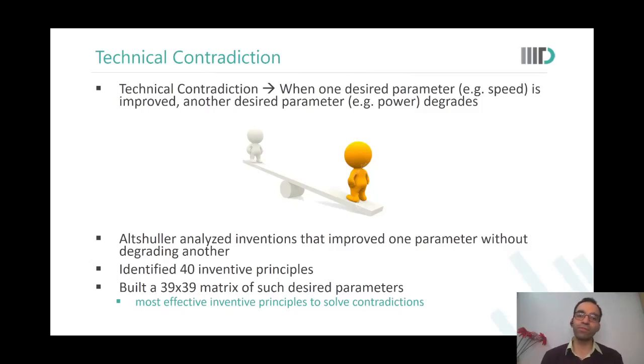This basic level of usage of inventive principles along a technical contradiction matrix is the first level of abstraction that we would use in our projects. This is the easiest to use because we already are talking in terms of output parameters. We're talking about speed and power, efficiency and cost, reliability and quality. These parameters are directly relevant to us and to our customers, so no further tweaking is required. All that we need to do is, Altshuler made a 39 cross 39 matrix.